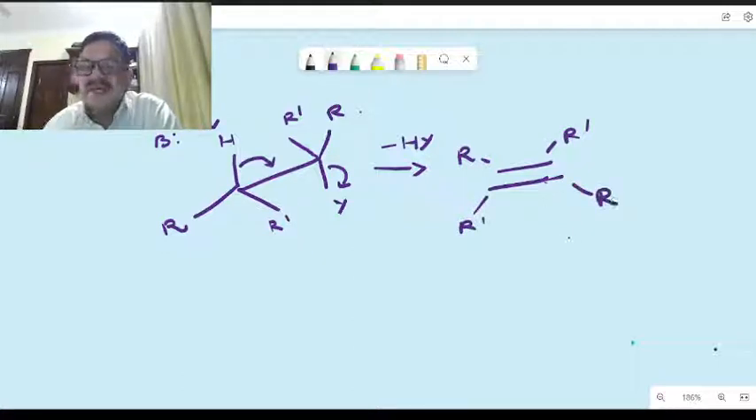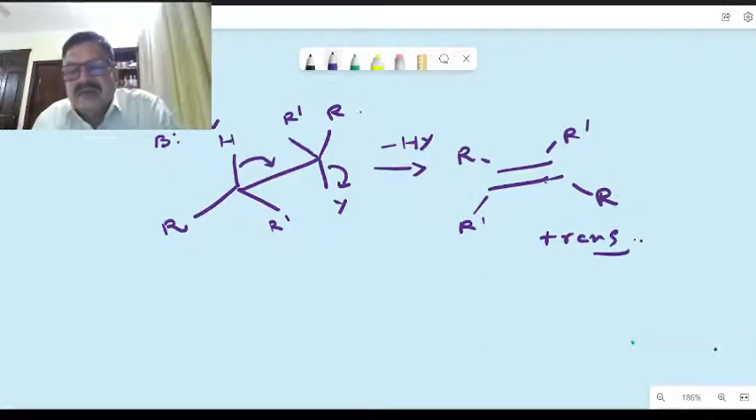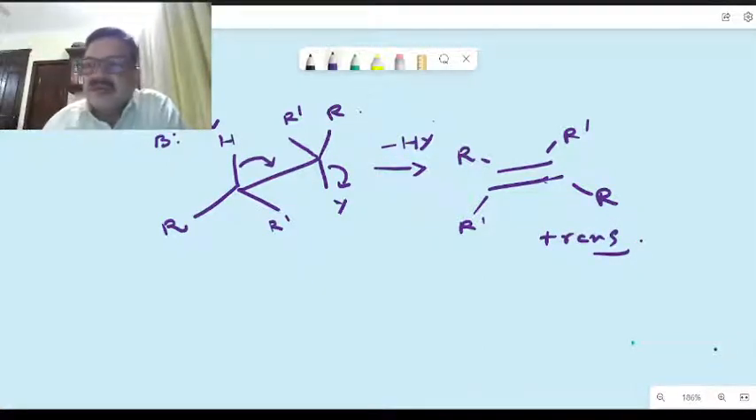This is a trans alkene, because these identical groups are on opposite sides of the double bond here. So this is the double bond. This is an alkene. Okay, this is a trans alkene.